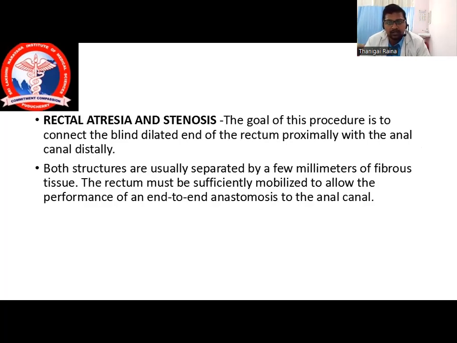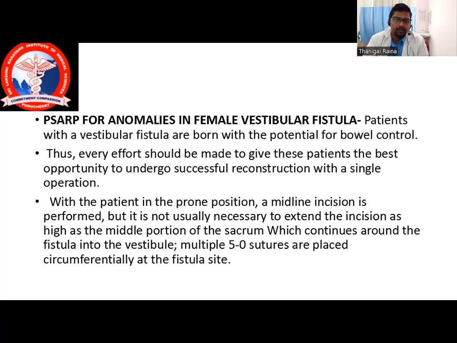For rectal atresia, the goal of the procedure is to connect the blind dilated end of the rectum proximally with the anal canal distally. Both the structures are usually separated by a few millimeters of fibrous tissue. The rectum must be sufficiently mobilized to allow an end-to-end anastomosis with the anal canal. This is how we will treat rectal atresia and stenosis. So that ends the surgical approaches for boys.